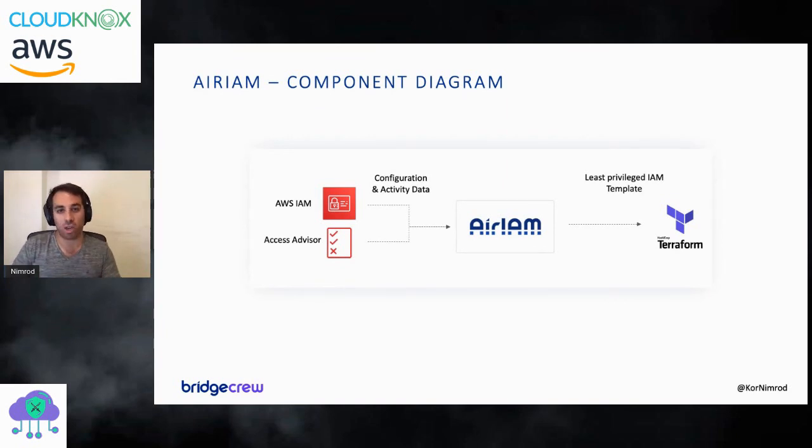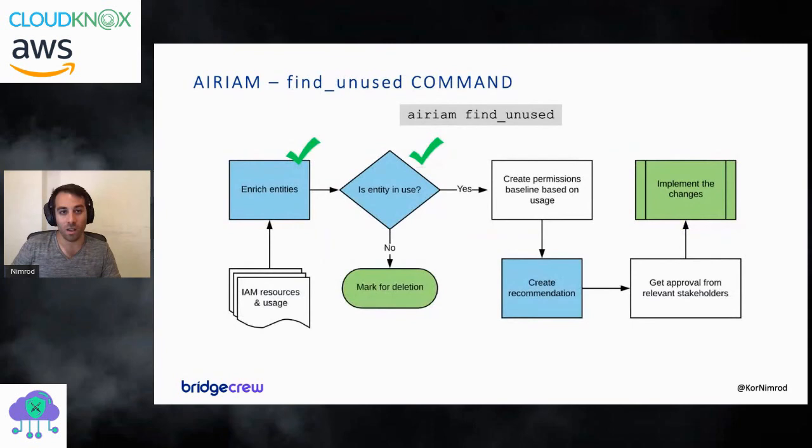So let's start talking about the tool. AirIAM contains 3 commands built in. The first one is called find unused. What it does is collect all of the data from the APIs and decides whether the entity is in use or not. The default setting is 90 days. Let's do a short demo and see how it works.